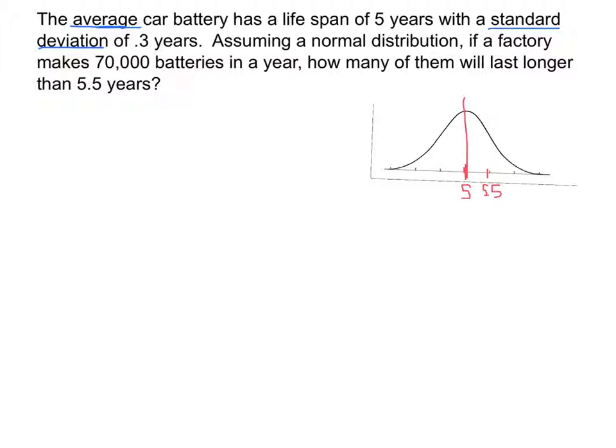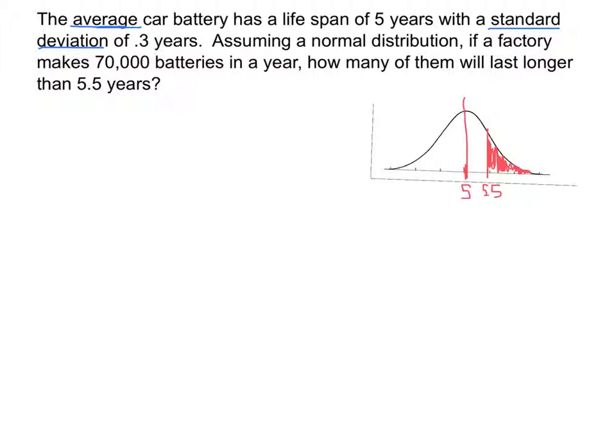And we're going to shade what the problem is looking for, which is how many of them will last longer than 5.5 years, which means this is the area that I'm shading in right now that the problem is actually looking for. So the first thing to take note of is that since 5.5 is to the right of 5, your z-score should automatically be positive. So we know that we're looking for a positive z-score.